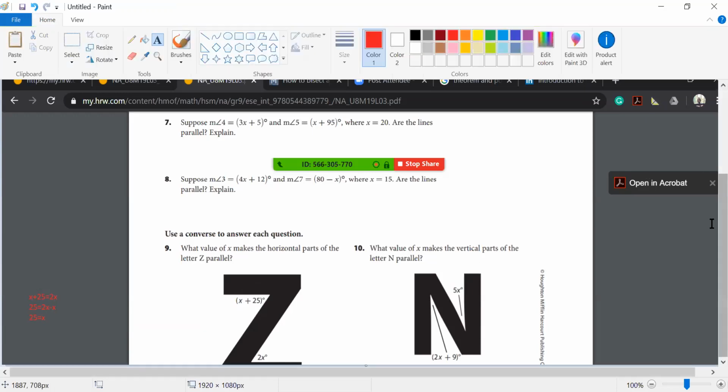Okay, let's check question 10. What value of x makes the vertical parts of letter N parallel? Where are the vertical parts of letter N? We have in letter N this part and this part and this part. The vertical parts are only this and this. This is nothing. This is inclined. So this and this. So how can I make these two lines parallel if these two angles are what?